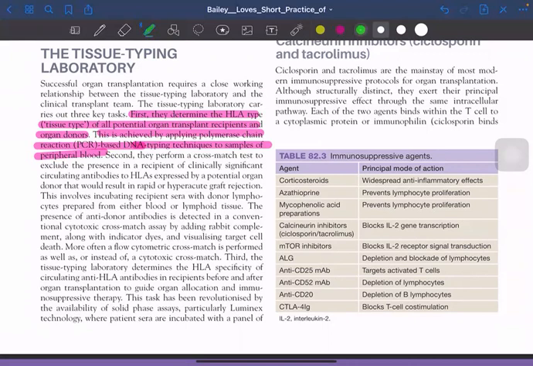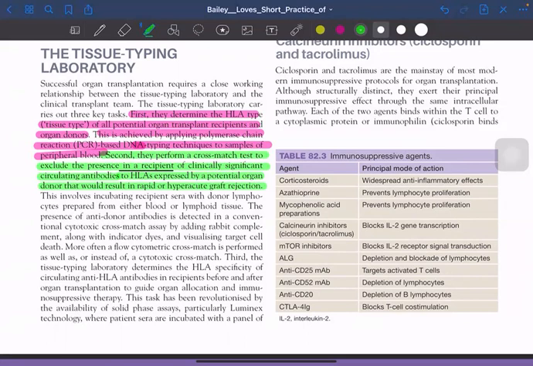They actually have three functions. First is this. Second, they perform a cross-match test to exclude the presence of clinically significant circulating antibodies in the recipient, antibodies against the HLAs expressed by a potential organ donor that would result in rapid or hyperacute graft rejection. We saw in hyperacute graft rejection that there are antibodies in the recipient to the HLAs expressed by the organ donor. So you have to exclude those factors. And these are the functions of the tissue typing laboratory.